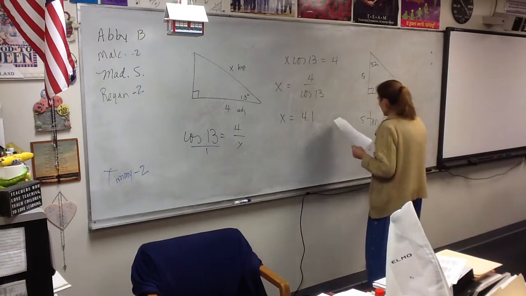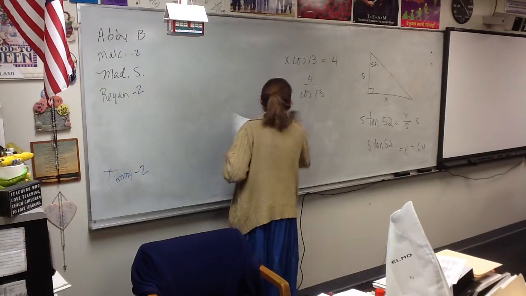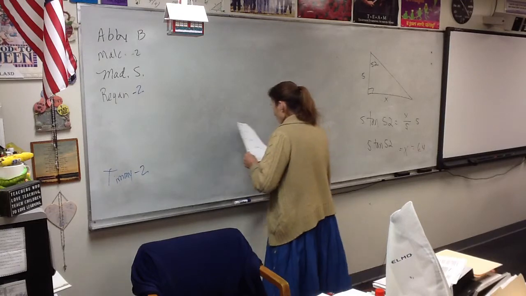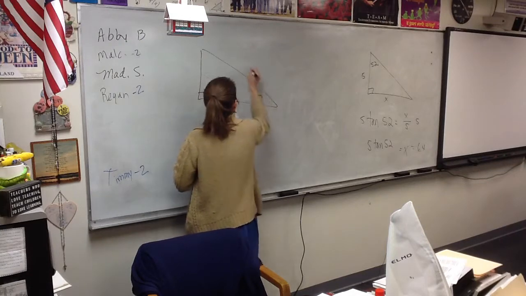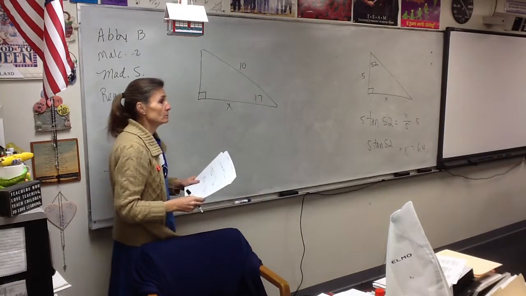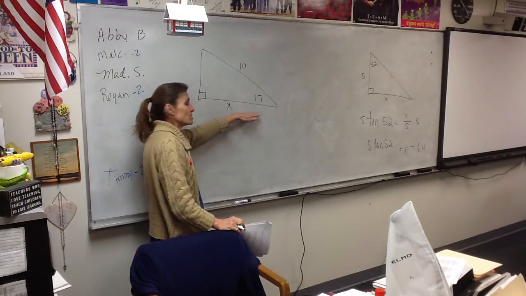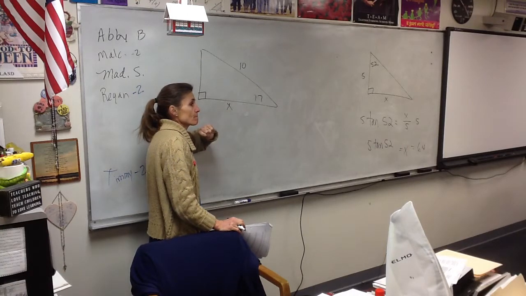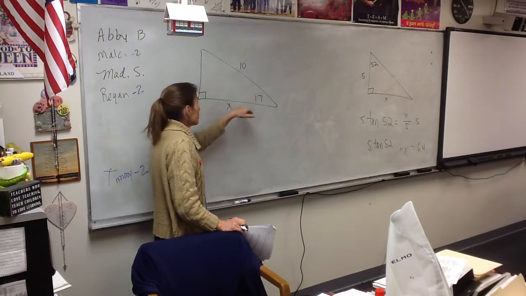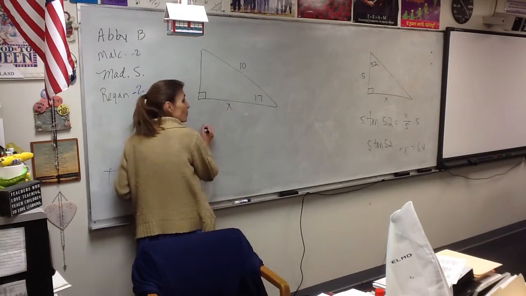All right, when you're doing these problems, kids, the very first thing you need to do is figure out which function you're going to use. Tim, what function did you decide to use on this problem? And why did you pick cosine? Exactly. Here's your angle, adjacent, hypotenuse. So Tim, what was your equation?